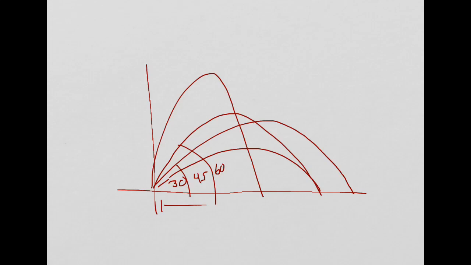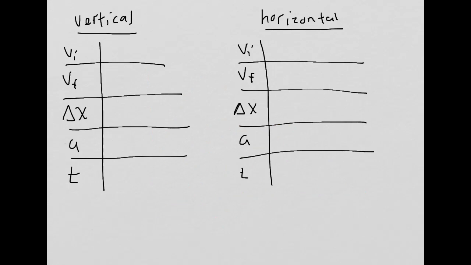So remember, range is horizontal distance. In the last video we had to find total flight time, and then we plugged that back in to find the range. Let's see if we can find a formula where we don't have to do that. In the last video, you might remember that we had to look at both vertical and horizontal motion as two separate entities, and we set up charts that looked at initial and final velocity, displacement, acceleration, and time with respect to both the vertical and the horizontal.